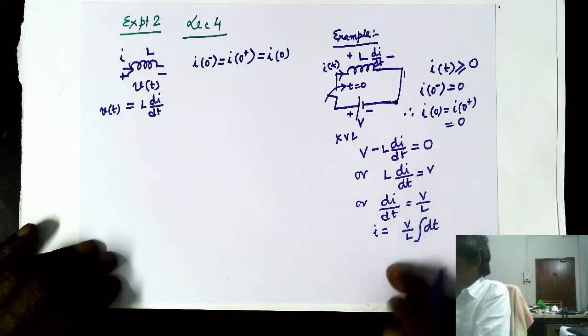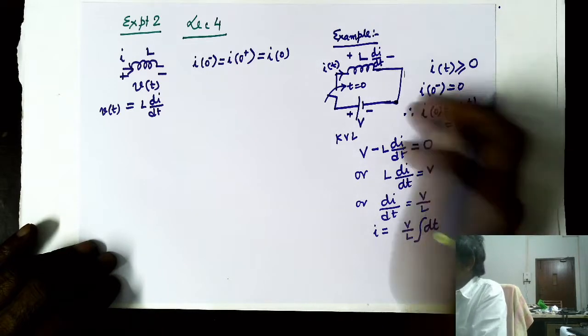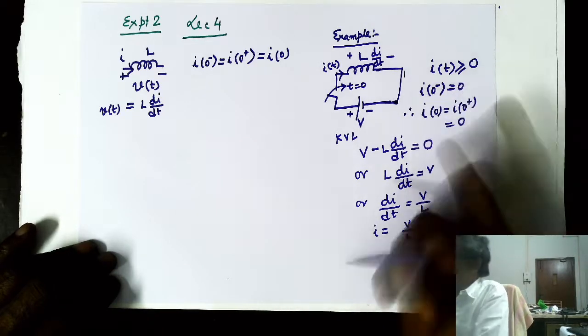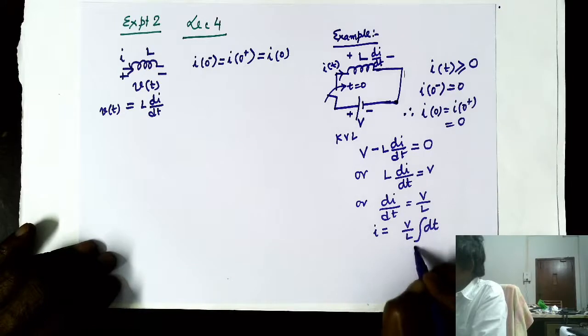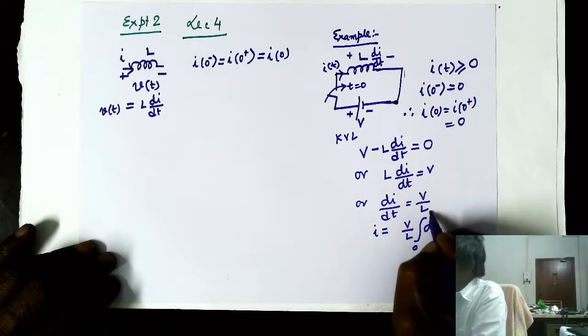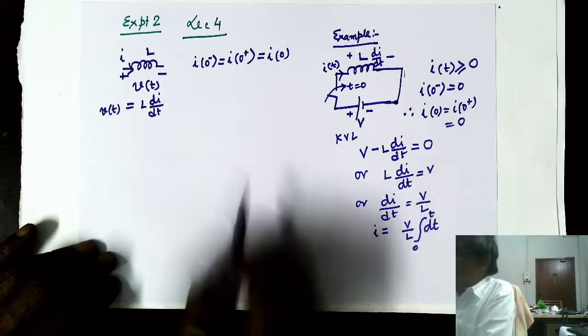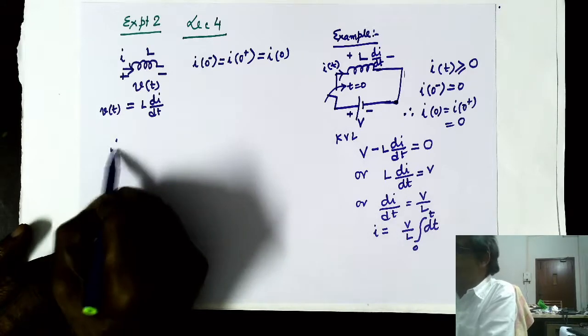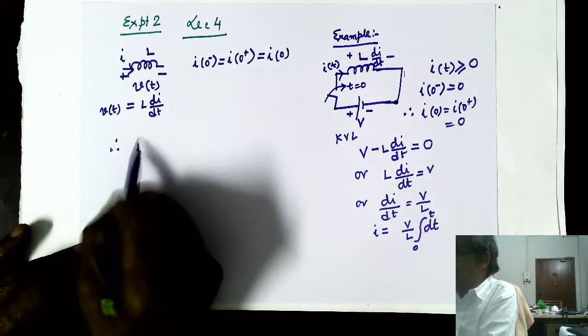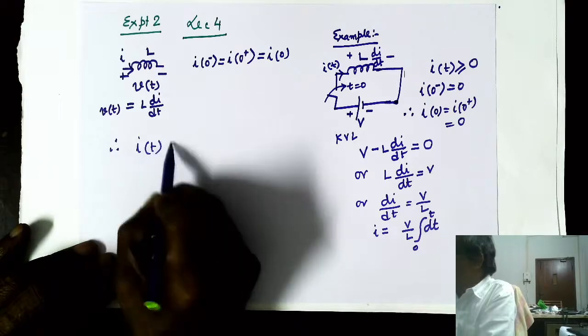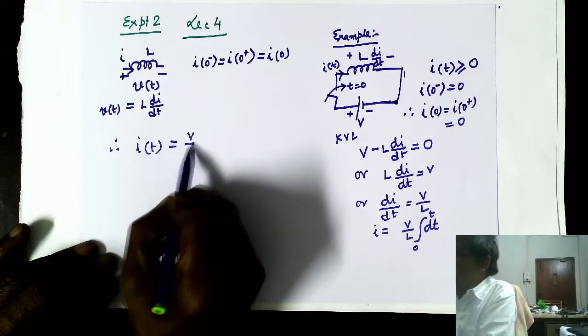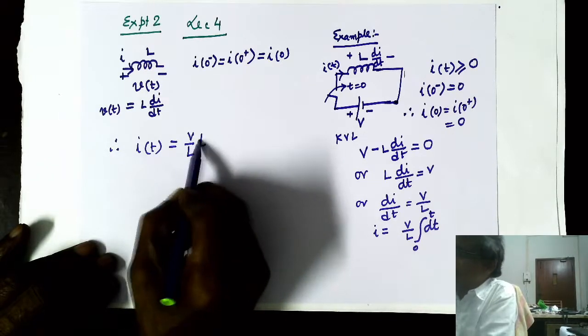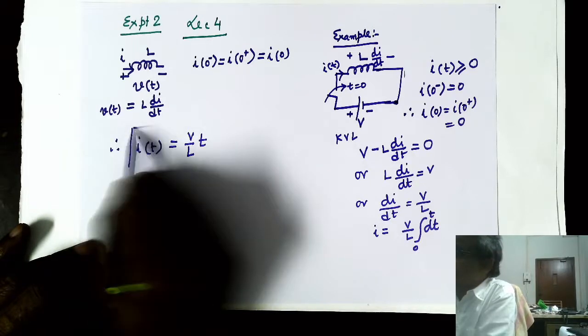Minus infinity to 0, that integration is already 0. We know that because i(0 minus) is 0. So in this case it will be 0 to t. Therefore, the response of the current of this circuit, i(t), will be V by L into t. That's all. That is the solution.